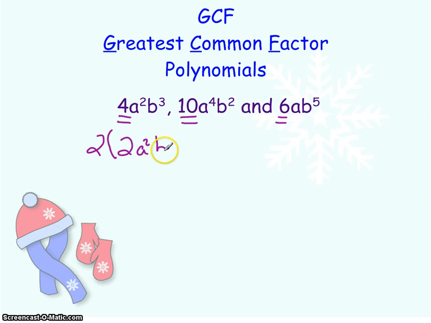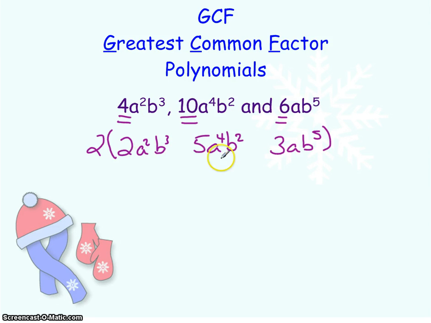Alright, so bring down the variables as they were. 10 divided by 2 is 5. Bring down the letters and their exponents. 6 divided by 2 is 3. Bring down the letters. Double check your numbers: 2, 5, and 3. If they can be divided again, you need to divide them again. But in this case, they can't.